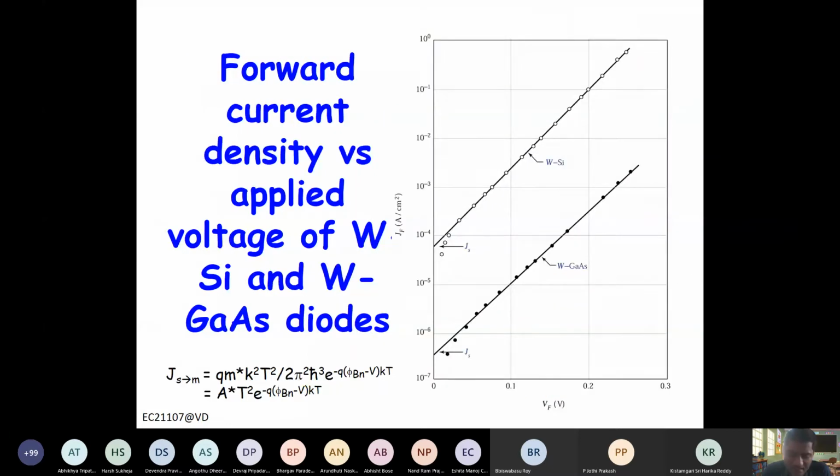Okay, so this is basically the IV curve on semi-log scale. So this is JF, the current density, and this is the forward bias, and it's a linear relation. This is a curve for tungsten silicon and tungsten gallium arsenide. So if you know this expression for the current density, which I have written only from semiconductor to metal, this is the total current basically. So can you extract the barrier height from this one?